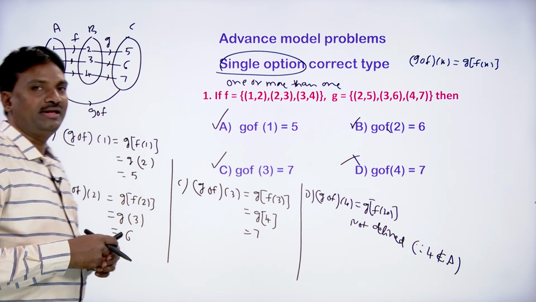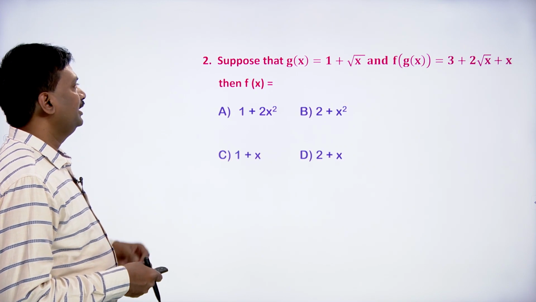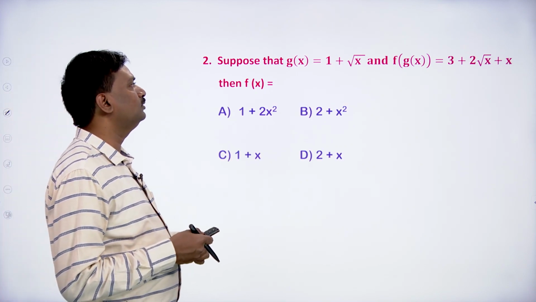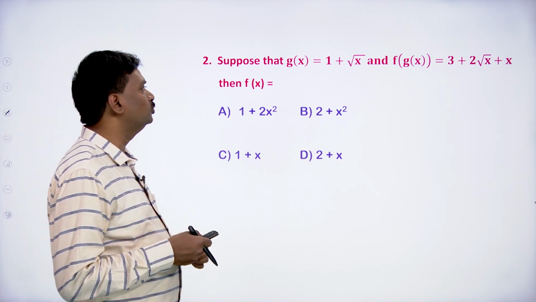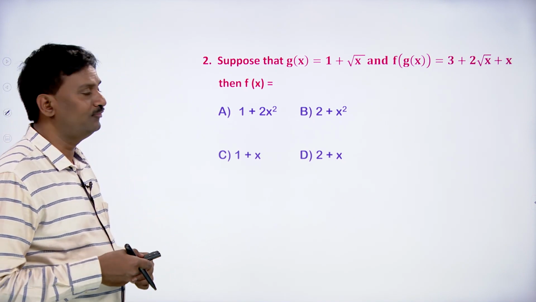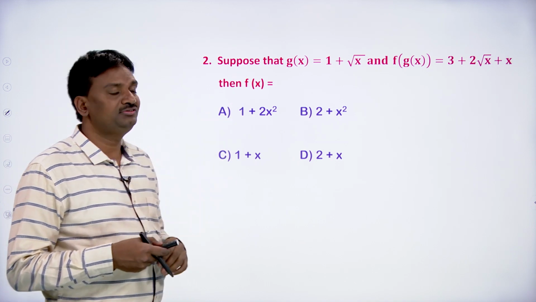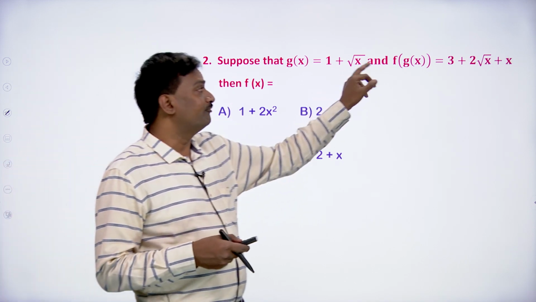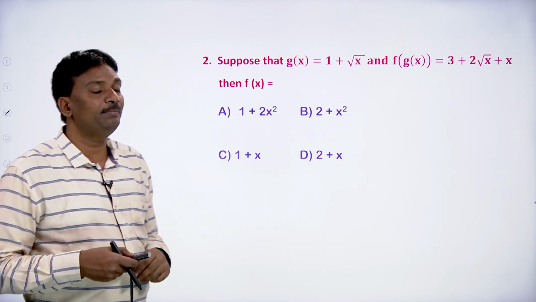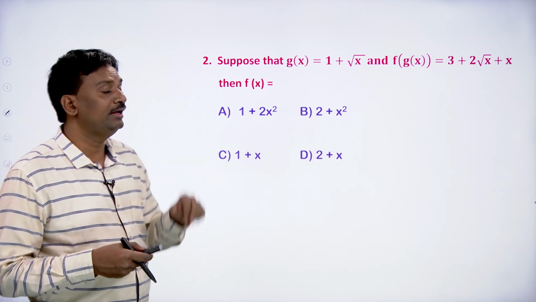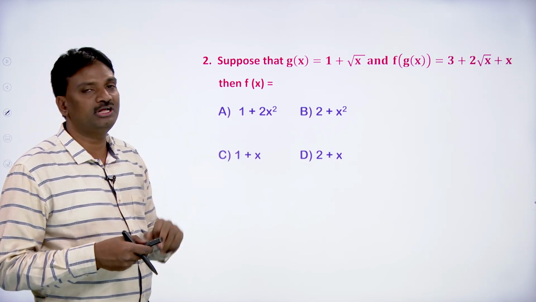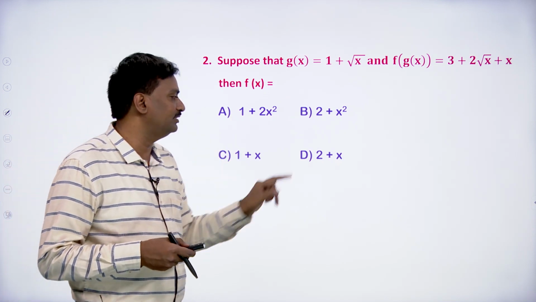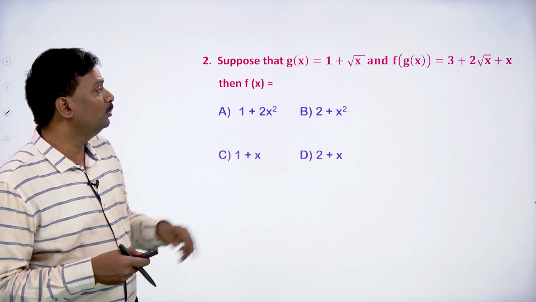Okay, next let us go to the next problem. Here we have, suppose g of x equal to 1 plus root x and f of g of x equal to 3 plus 2 root x plus x, then what is f of x? Actually g of x is given as 1 plus root x and f of g of x is given as 3 plus 2 root x plus x, then f of x equal to, options are given as A 1 plus 2x square, option B 2 plus x square, option C 1 plus x and option D 2 plus x.